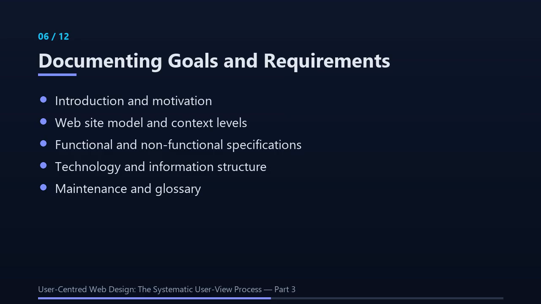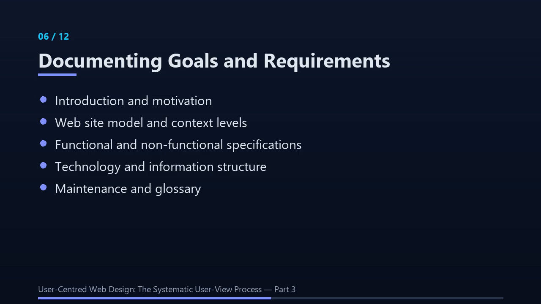It begins with an introduction that outlines the motivation, need, and high-level objectives of the site, linking back to both general and user-specific goals. The next section describes the website model, situating the project within the 5 context levels: technical, organizational, user, task, and environmental. Functional requirements are listed in detail, followed by a separate section for non-functional constraints such as performance, security, and accessibility.